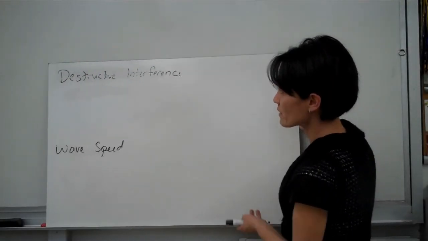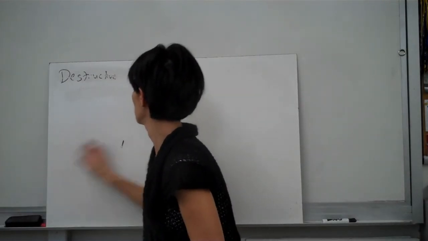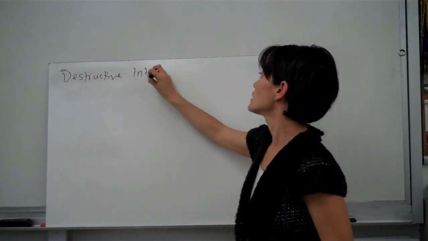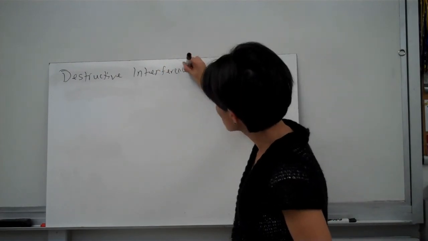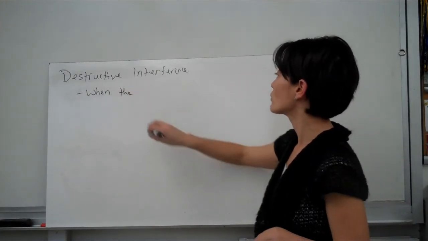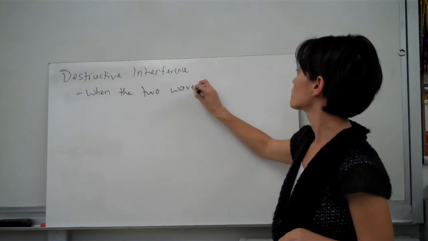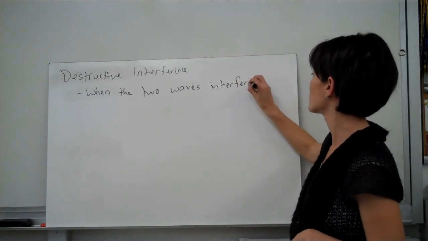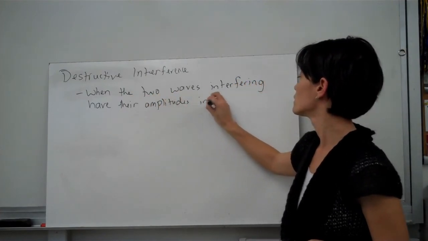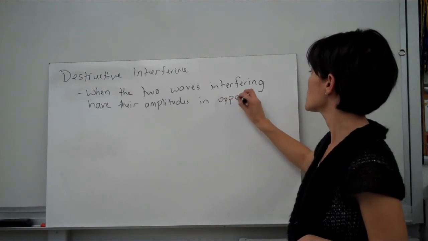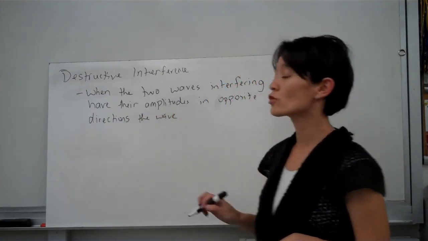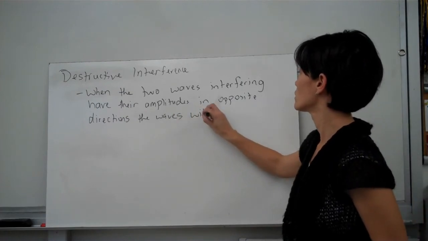So the next kind of interference you can have is destructive interference. I guess I should write it over again. So destructive interference is clearly the opposite. This is going to be interference when the two waves that are interfering have their amplitudes in opposite directions, then their amplitudes will subtract to form a smaller waveform. Opposite directions. The waves will combine to form a wave with a smaller amplitude.